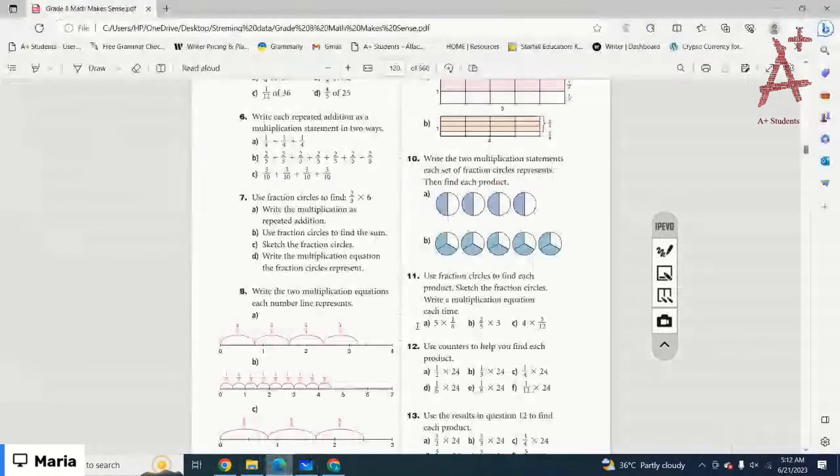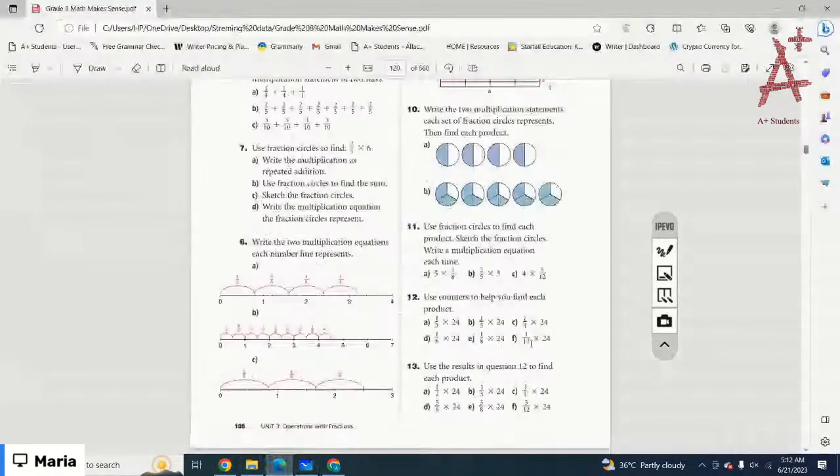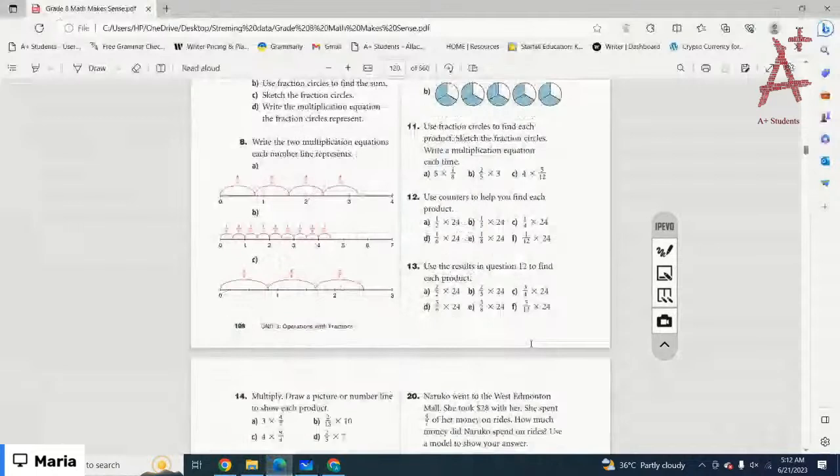Okay. Let's just look at question number 11. Use fraction circles to find each product. Get the fraction circles, write a multiplication equation each time. So you have to write a multiplication equation for each time. Got it? Okay, let's just look at question number 11. 5 times 1 over 8. Got it?